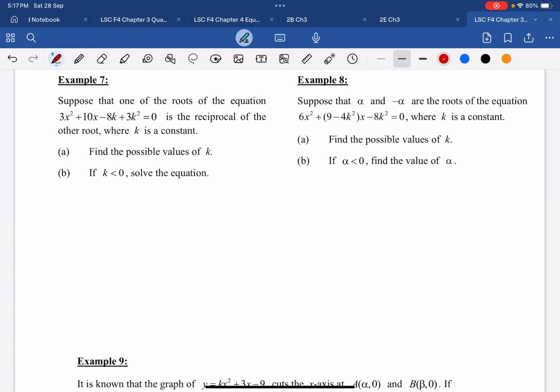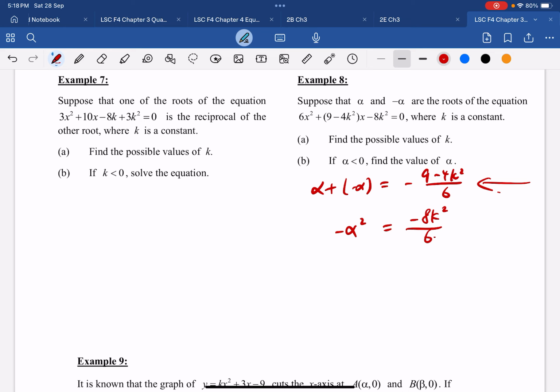So let's check the answer. Alpha and negative alpha are the roots for this equation and ask you to find k. So again, sum of root is negative b divided by a. And then product of root is negative 8k squared divided by 6. Again, okay, so now both equations have k, but which one should you use? For sure, you should use the sum of root, right? Because you see alpha plus negative alpha actually is 0. So it may make things simpler.